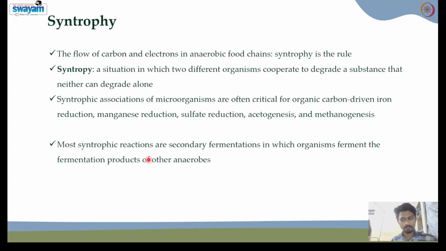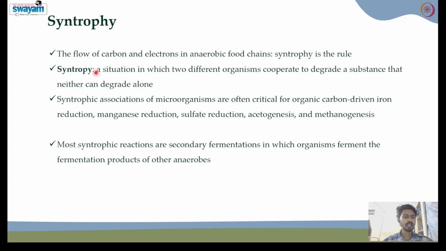And the last important concept that we are going to see in this session before moving on to the MCQ is the syntrophy concept. So what is syntrophy? Syntrophy is nothing but two different microorganisms cooperating with each other in order to degrade a particular substance. Why are they cooperating? Because if they act alone, they cannot degrade the particular compound.